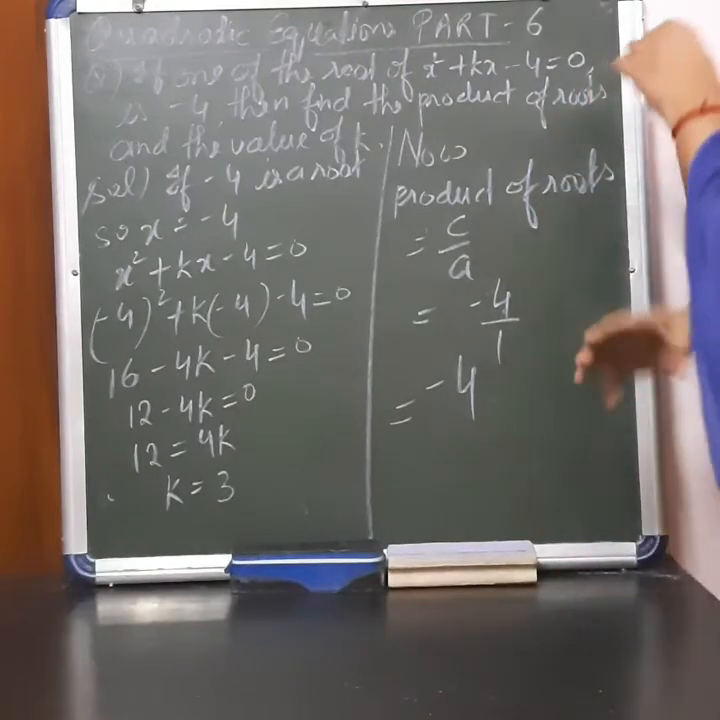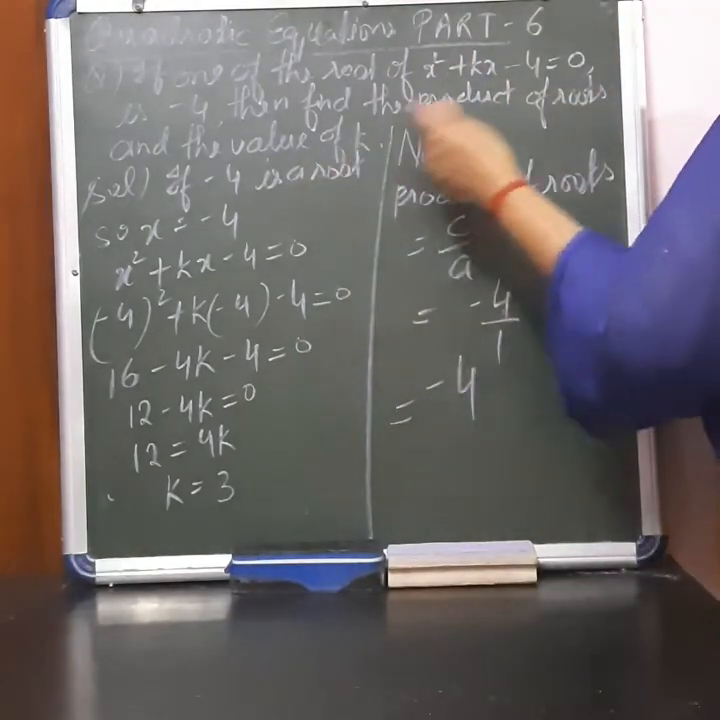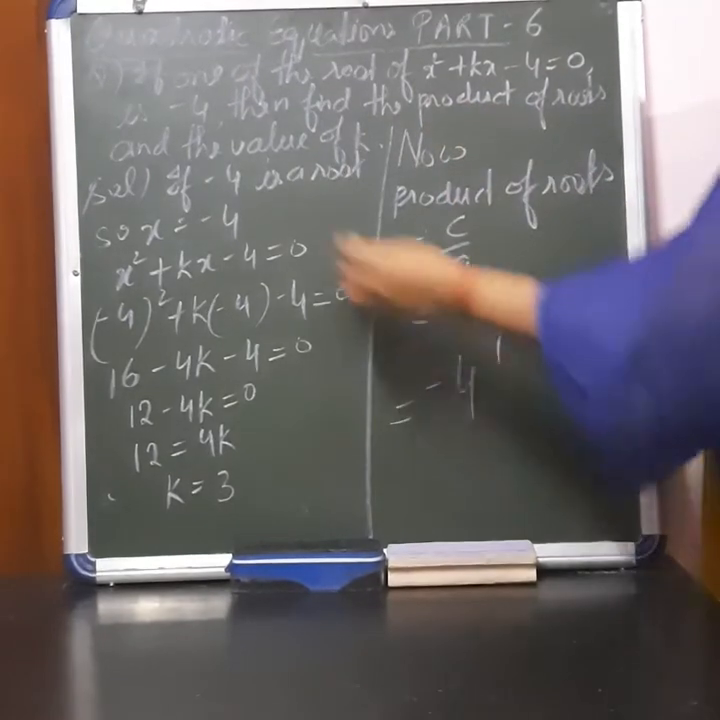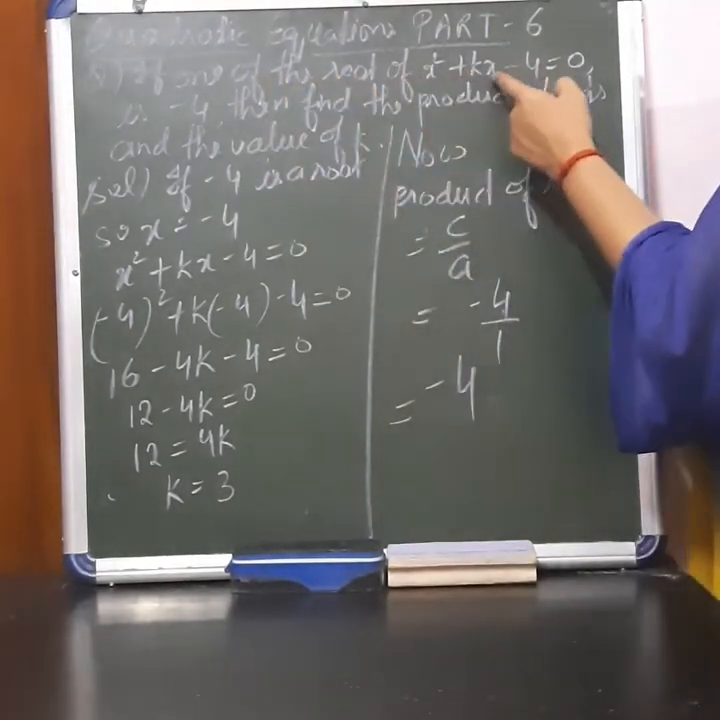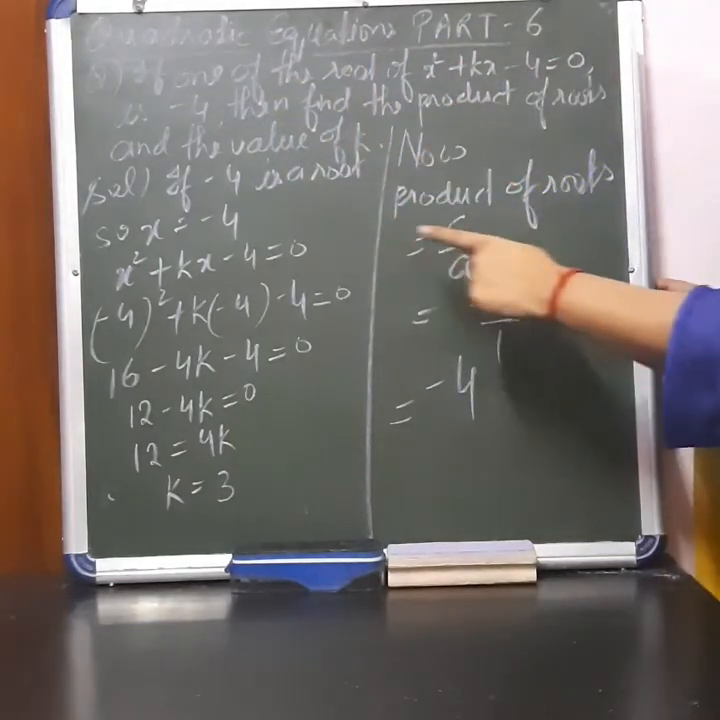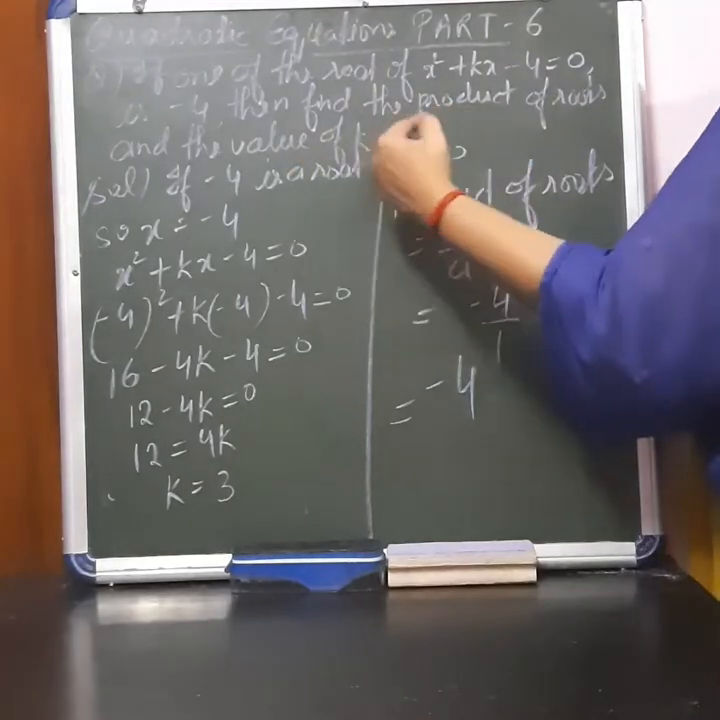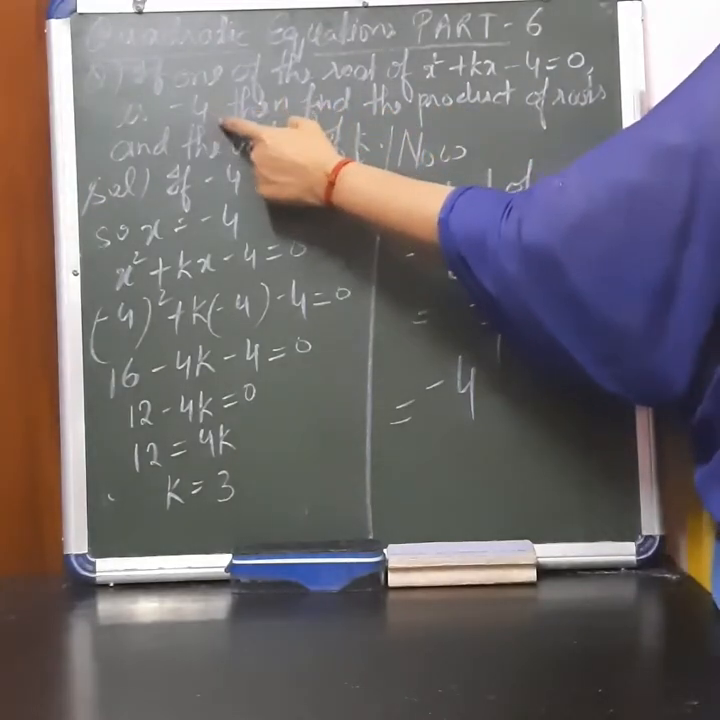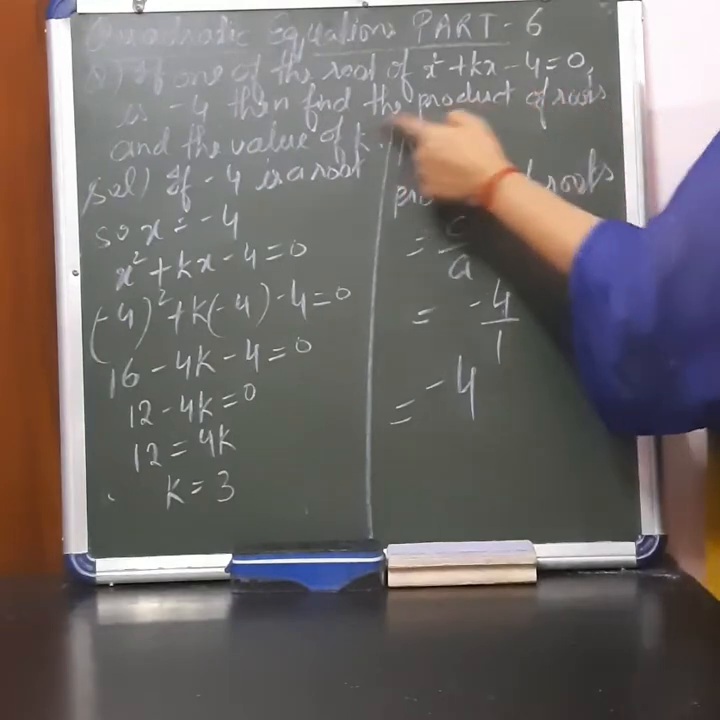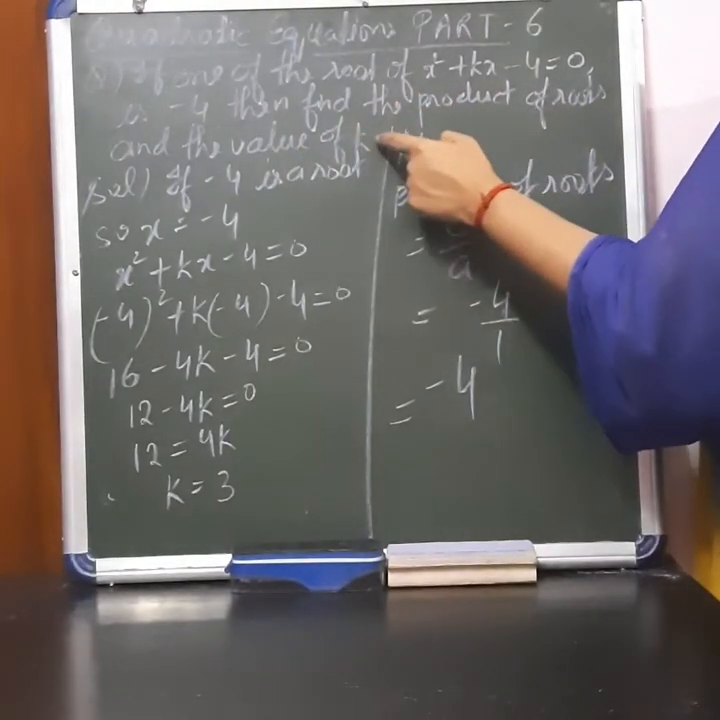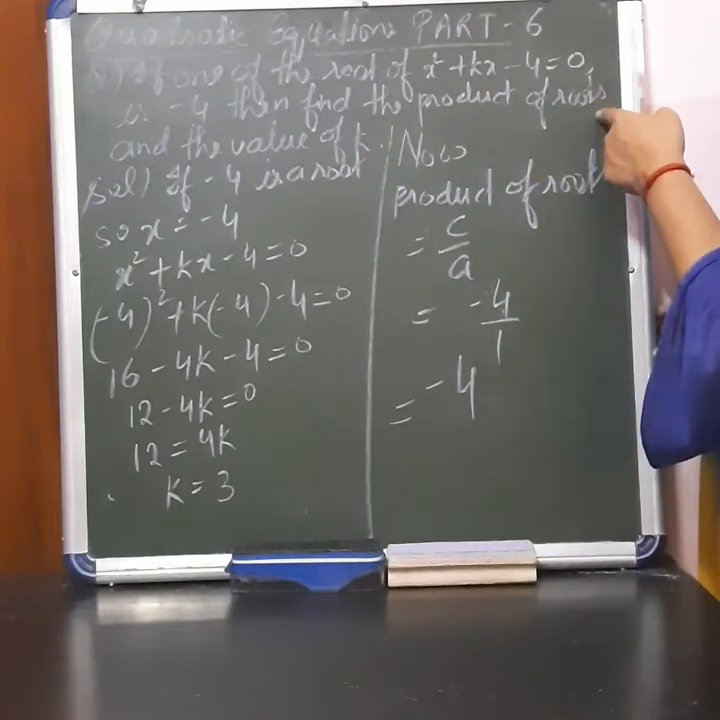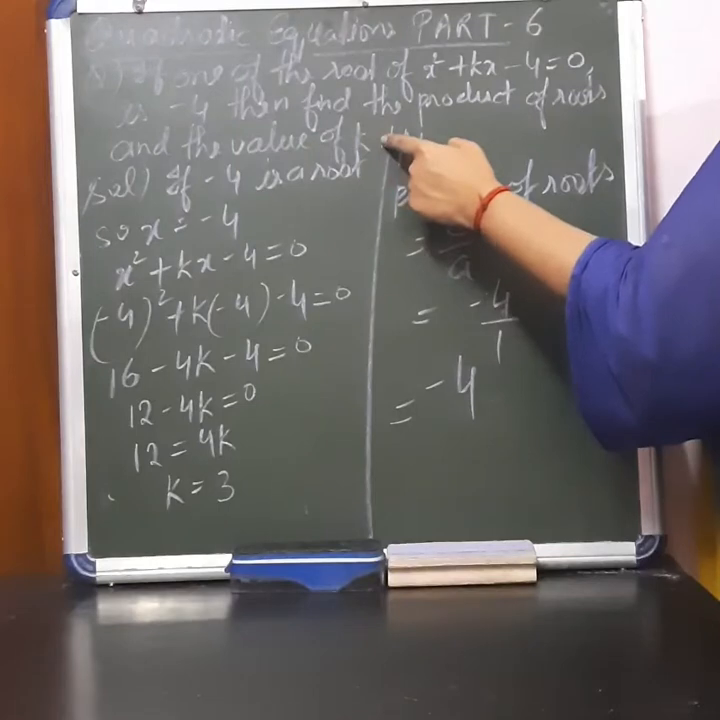Now here we have taken one problem sum and here one condition is given. It is a different type of question. If one of the roots of x square plus kx minus 4 is equal to 0 is minus 4, it means that of the two roots, one root is minus 4. Then find the product of roots and the value of k. So in this question you have to find out the product of roots and the value of k.